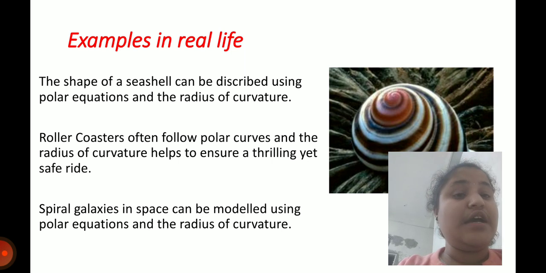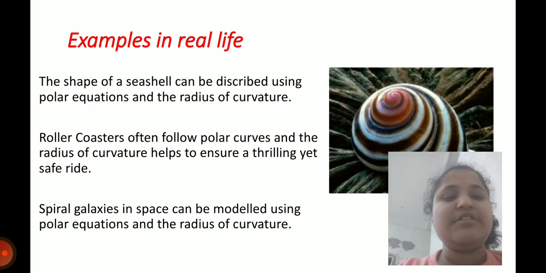There are some real life examples too. The shape of a shell can be described using polar equations and radius of curvature. Another one, the roller coaster, often follows polar curves, and the radius of curvature helps us to ensure a thrilling and safe ride. Spiral galaxies in space can also be modeled using polar equations and radius of curvature.